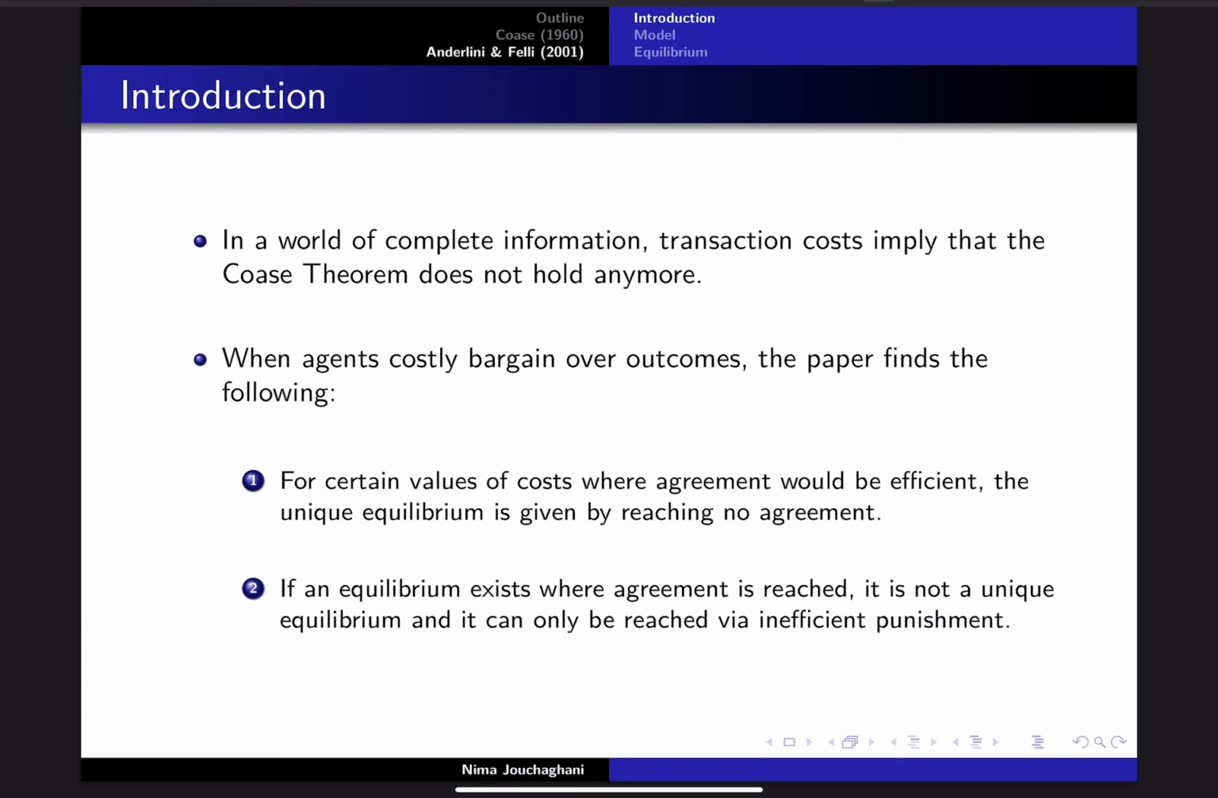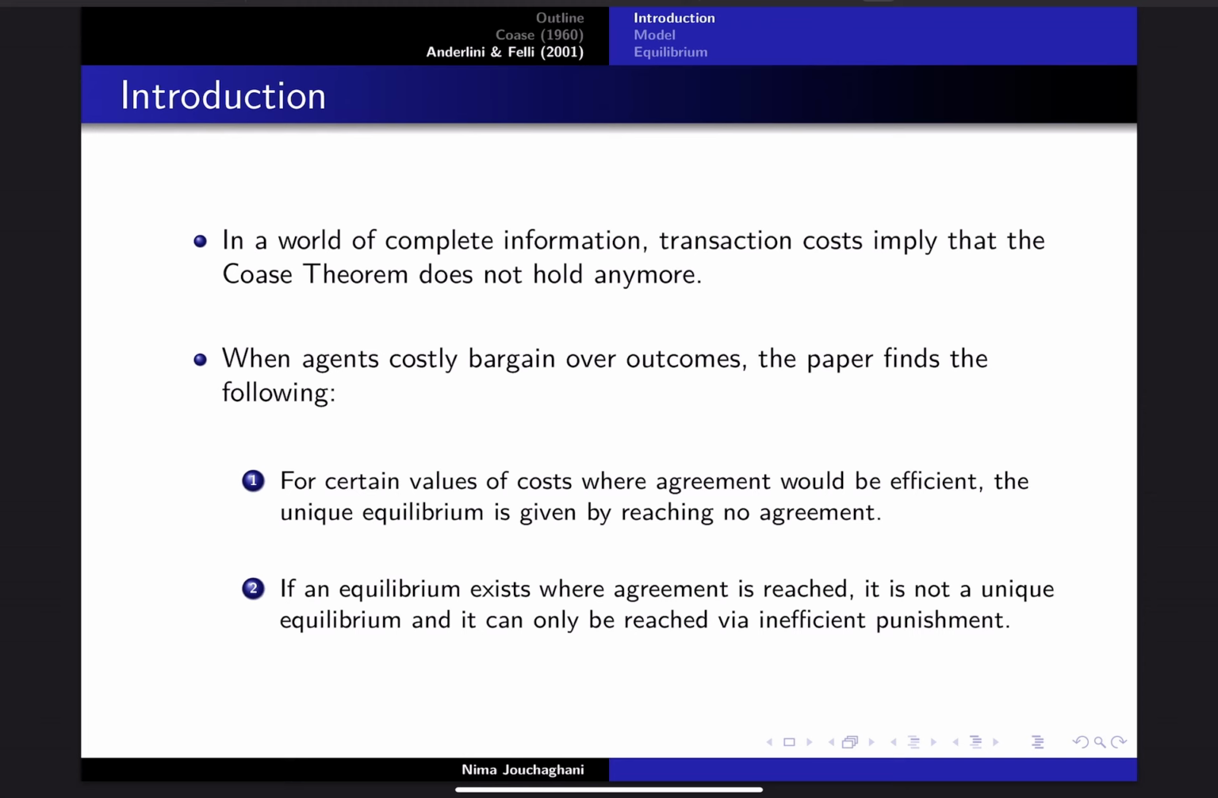For certain values of costs where agreement would be efficient, the unique equilibrium is given by reaching no agreement. Basically what this is saying is that for a wide range of cost parameters, for the agents in the model who are bargaining over the outcome, in many situations where an agreement would be efficient, so it would make sense for both parties to agree, the unique equilibrium is reaching no agreement, which is then inefficient. So the equilibrium is a situation where we could make one individual better off without making the other worse off. And we could also make both individuals better off if there were a third party, a kind of mediator.